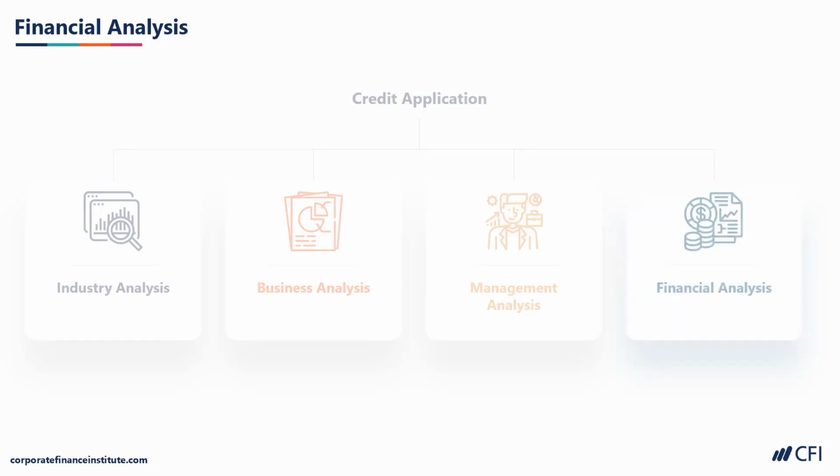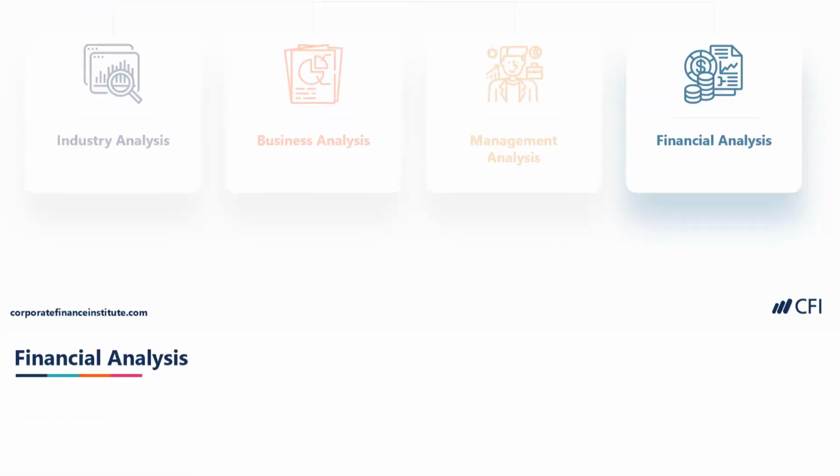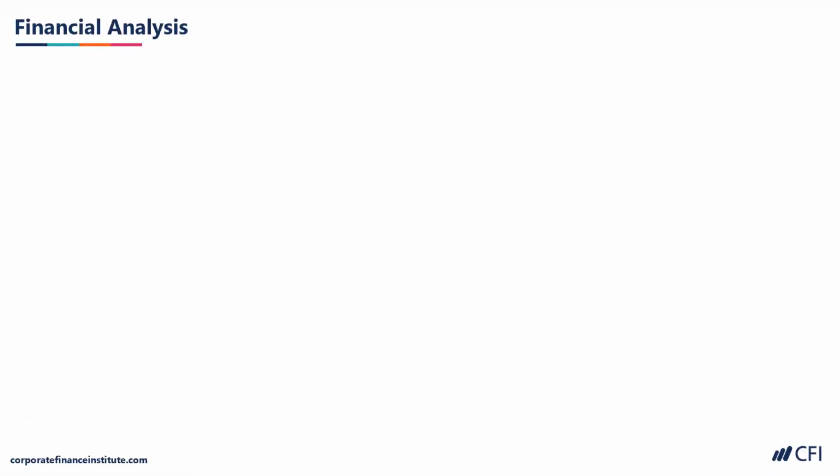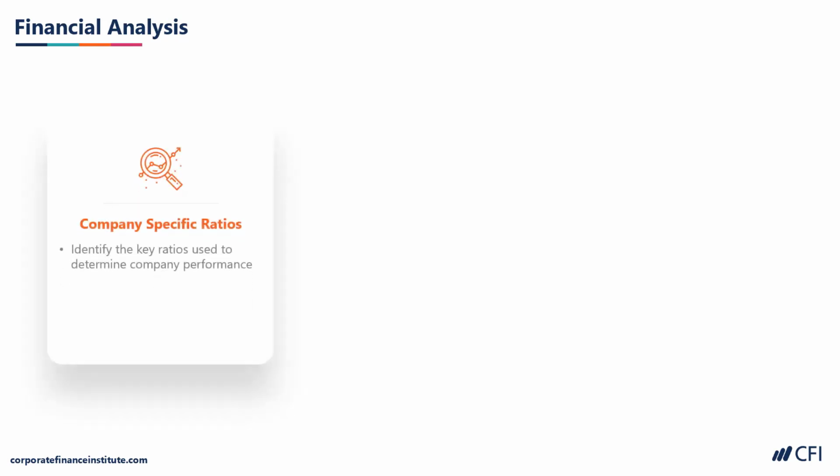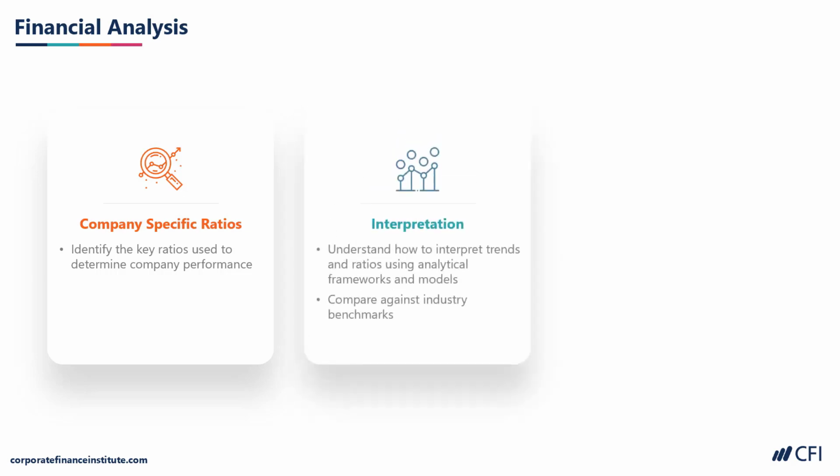Financial analysis. In this section, we'll be looking at how financial analysis supports a credit application. Let's take a closer look at the types of financial analysis that will need to be performed. One is company-specific ratios. These are ratios and analysis that are unique to a particular industry or a particular type of company. So they're very relevant ratios, and they can be compared to benchmarks or other companies in the same industry or category. Then we will look at how to interpret those ratios.